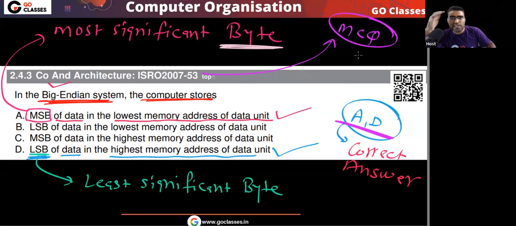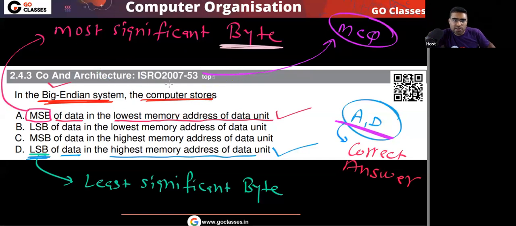Okay, in the GATE exam, that is the beauty of the GATE exam. Let me tell you, if this question comes in the GATE exam, and let's assume this is an MCQ question, then they will give you marks for option A also. They will give you marks for option D also. Is this clear?